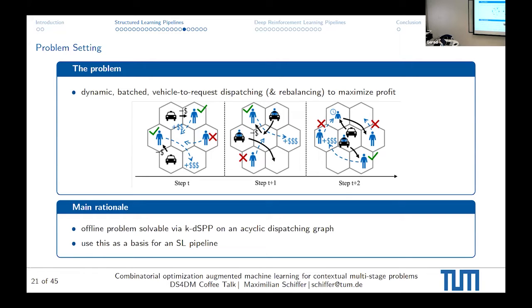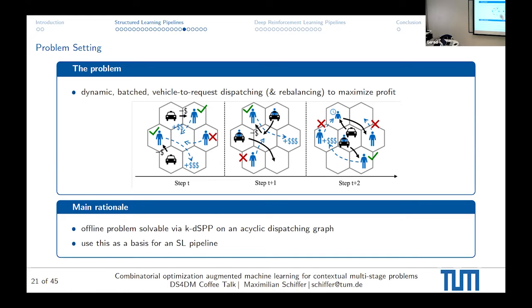So we cook up a pipeline that is pretty similar to what I showed you before, just the combinatorial problem is a different one. And it's basically a dispatching graph that you can construct that comprises feasibility constraints. It's acyclic, so you can solve the shortest path problem to get a dispatching sequence for the full day. And if you solve a k-disjoint shortest path problem, you can route a full fleet. And you can solve like 20,000 requests and 10,000 vehicles in less than 1 minute, right?